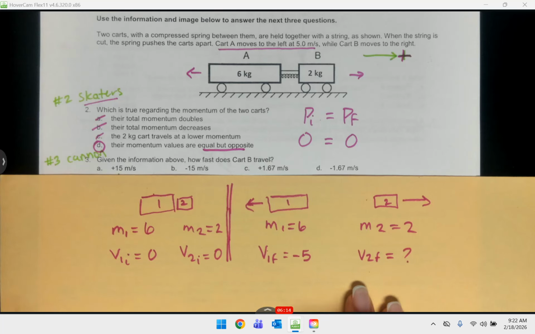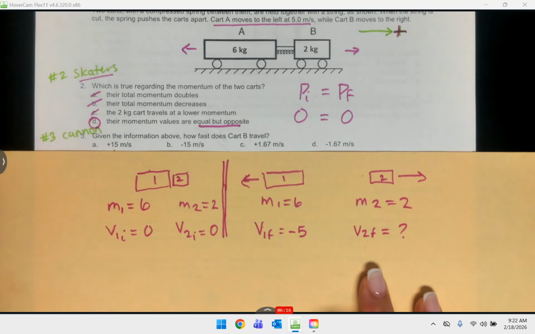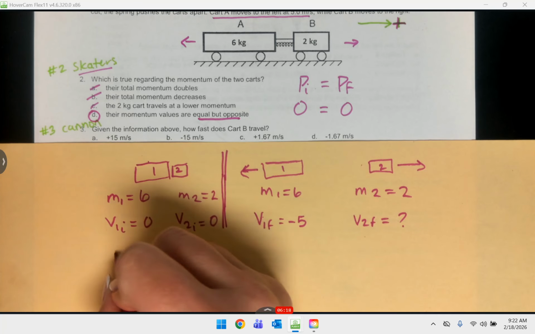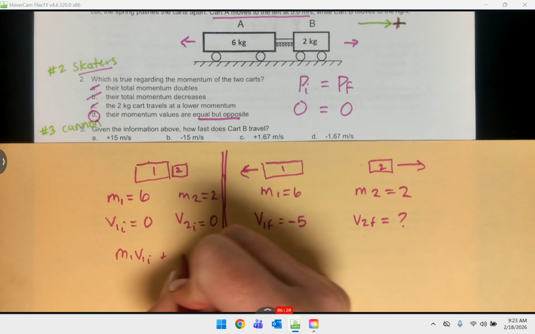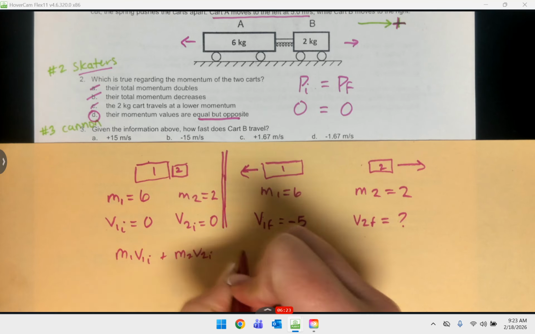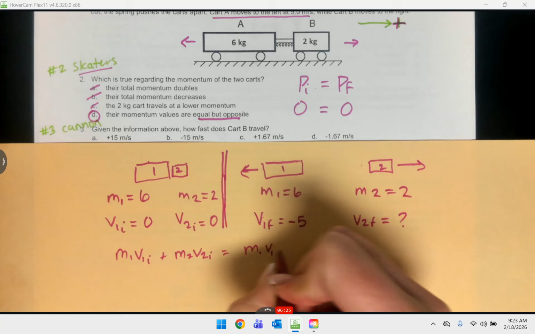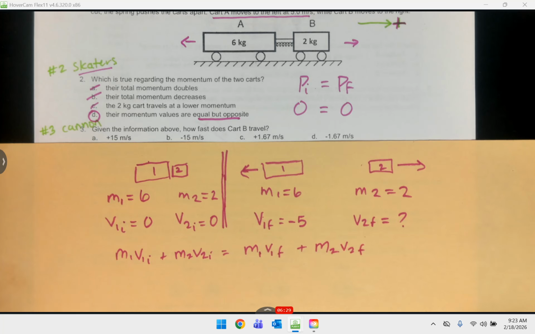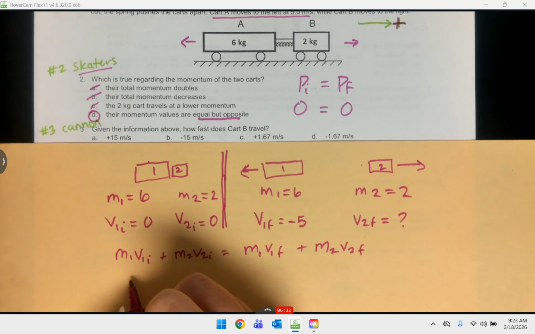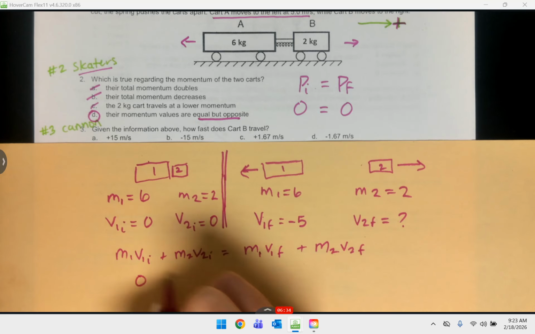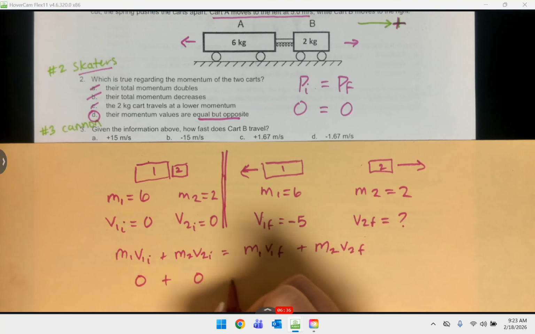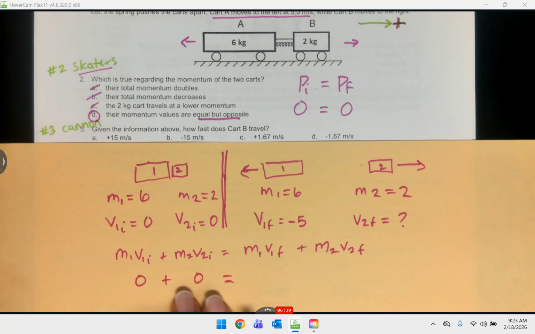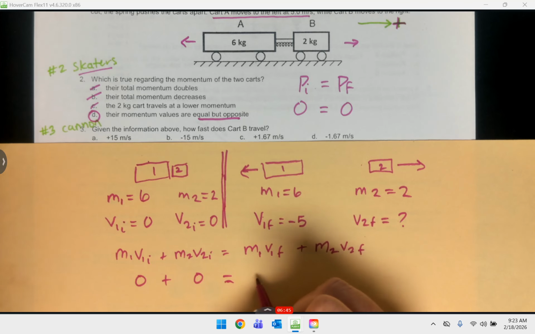So with this, we can plug into the conservation of momentum equation, which is M1 V1 initial plus M2 V2 initial equals M1 V1 final plus M2 V2 final. And when we substitute in with numbers, this is going to be 6 times 0, that's going to be 0. This is going to be 2 times 0, that's also 0. Again, if you have a recoil, there is a shortcut because you do start out with 0 momentum at the beginning. You could go straight to the shortcut if you want.